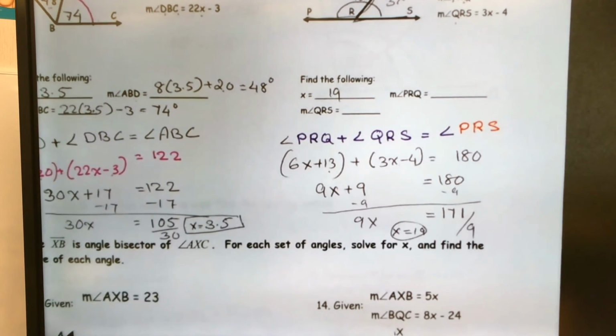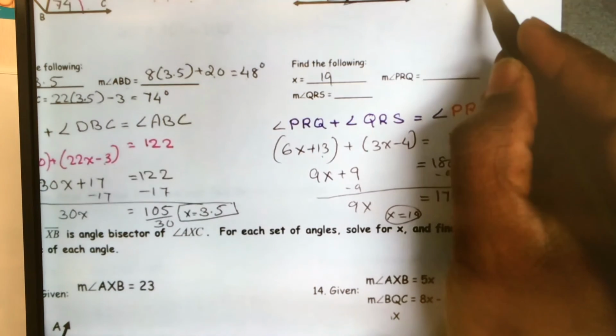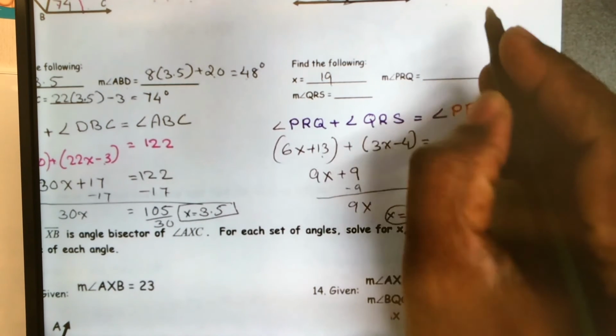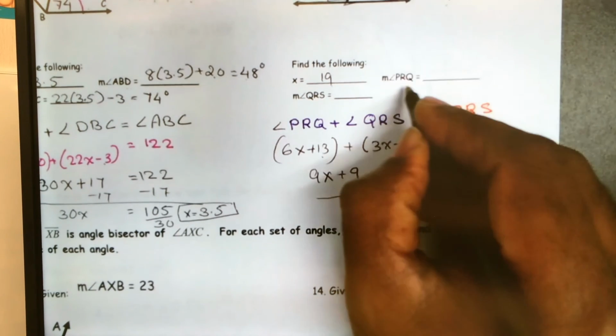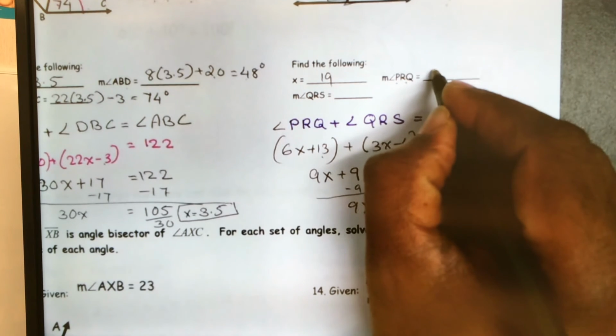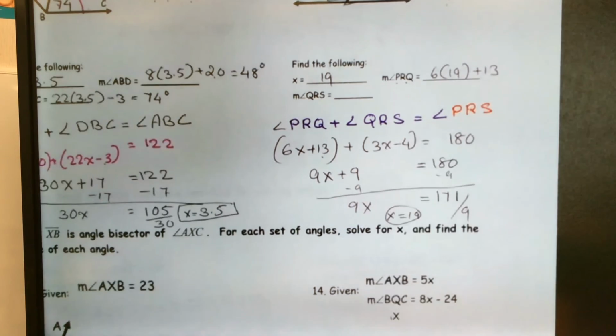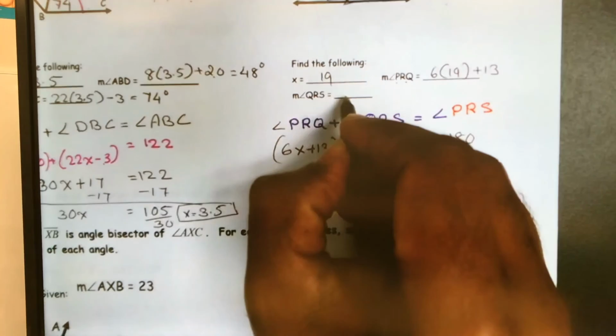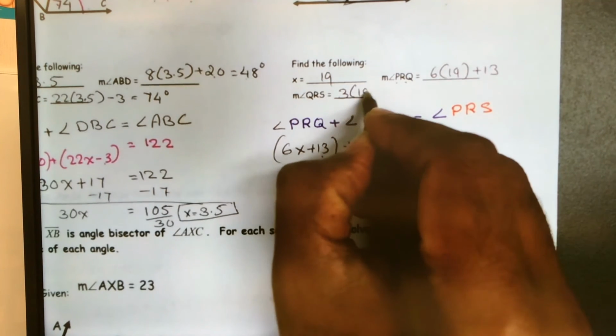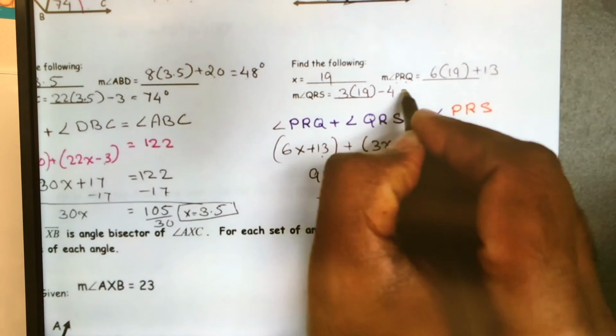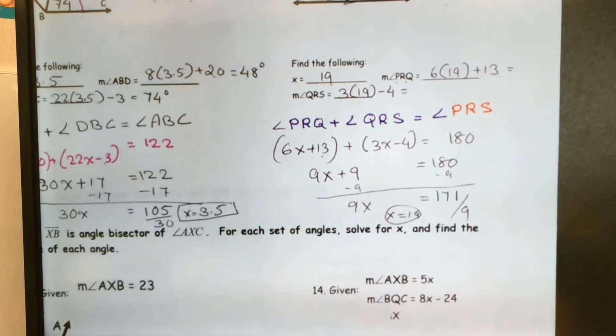Now I need to figure out the measure of each small angle. So plug in 19 for x. So angle PRQ is 6 times 19 plus 13, and do the work. And the second one is 3 times 19 minus 4. So those are the measures of both those two angles.